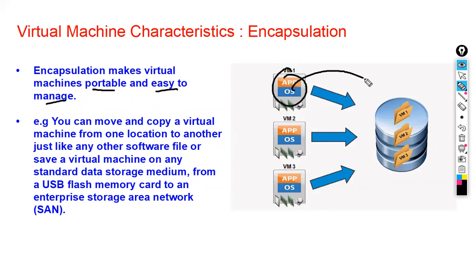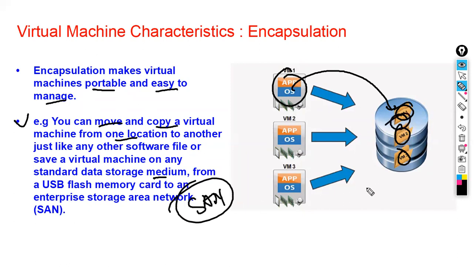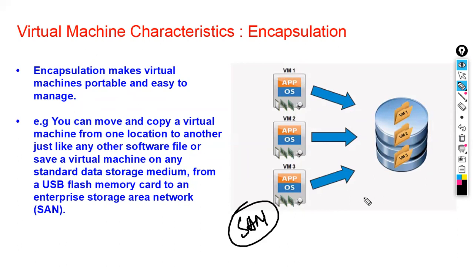So we have encapsulated the files in this folder, and this encapsulation makes the portability easy. Portability means you can move the virtual machine from one ESXi host to another ESXi host. They are portable. For example, you can move and copy a virtual machine from one location to another location just like any other software file, or save a virtual machine on any standard data storage medium from a USB flash card to an enterprise SAN. So we can save these files either in the USB, or you can save them in the SAN as well, because they are a set of files, they are encapsulated in this folder.